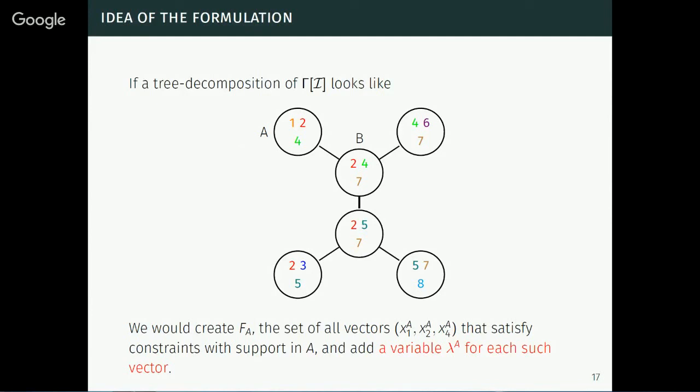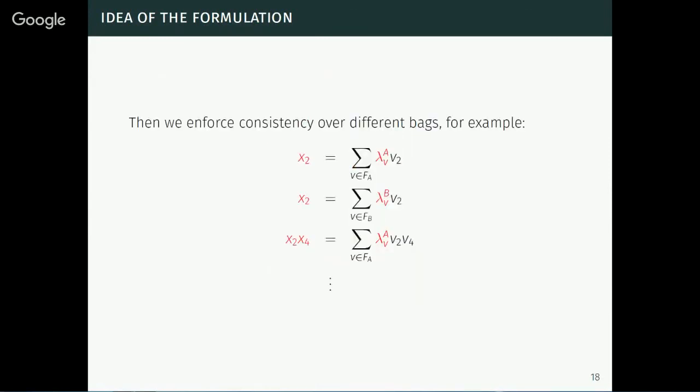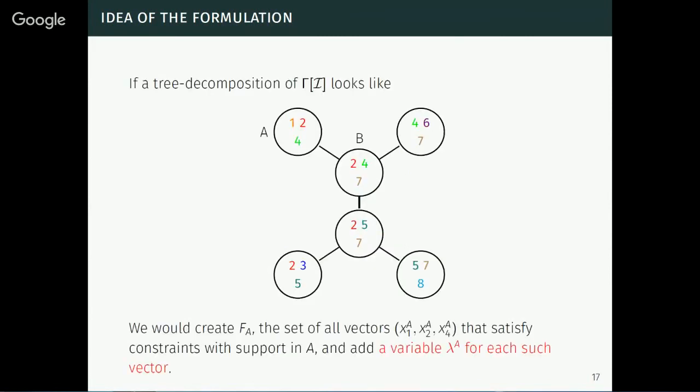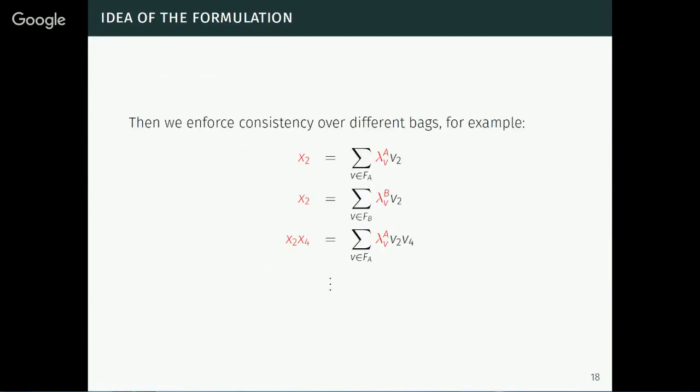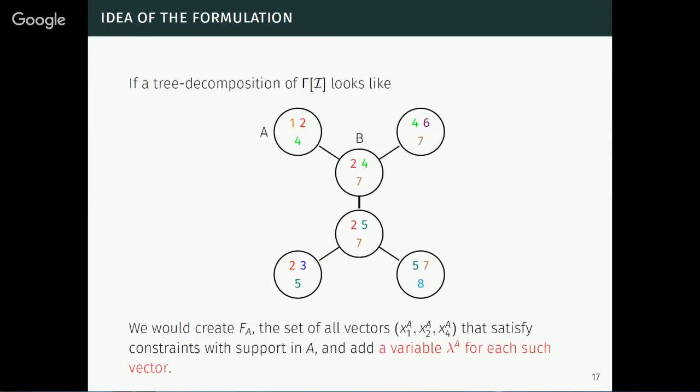We add a variable for each one of these feasible vectors that are contained in a bag, and you link them. How do you link them? You say, let's take, for example, A and B. A and B both of them have variable 2. So we want both of them to say the same thing of variable 2, because variable 2 is just one variable, okay? So what we do is say, okay, x2 will be a convex combination of these vectors that are enumerated, this lambda v a, and at the same time will be a convex combination of vectors that are enumerated in b. It will be a convex combination of guys here, and a convex combination of guys here.